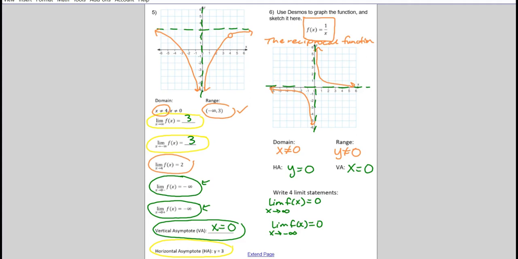The other two limits I would write would relate to the vertical asymptote. So I would say the limit of f of x as x approaches 0 from the left, and the limit of f of x as x approaches 0 from the right. You always want to know what's happening to the left and to the right of your vertical asymptote. And looking at the graph, when we're to the left of 0, the y values are going down toward negative infinity. And when we're to the right of 0, the y values are going up toward infinity. I'm going to squeeze that in there.